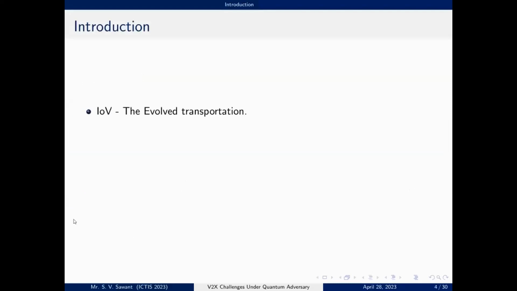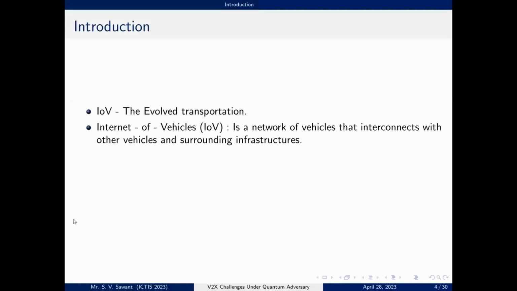So, introduction. IoV, the evolved transportation. There was a time when we would travel in buses and stay in a long queue for the bus. But now almost everybody has vehicles, and these vehicles are capable of giving us GPS, traffic information, and also provide us entertainment in the vehicle. So we see there's a lot of evolved transportation now. All of this is possible because of something called the Internet of Vehicles, that is, a network of vehicles that interconnects with other vehicles and surrounding infrastructures.